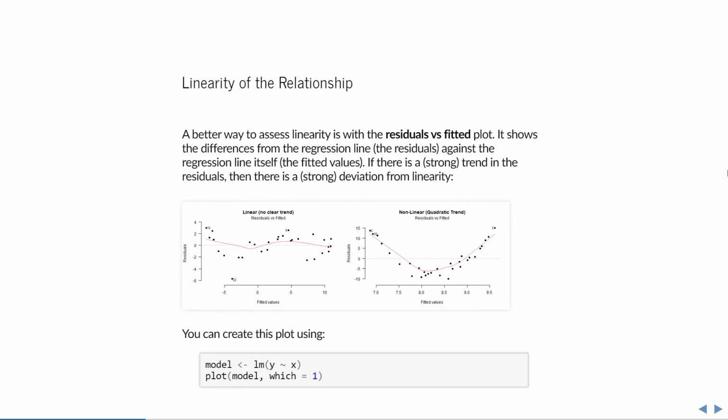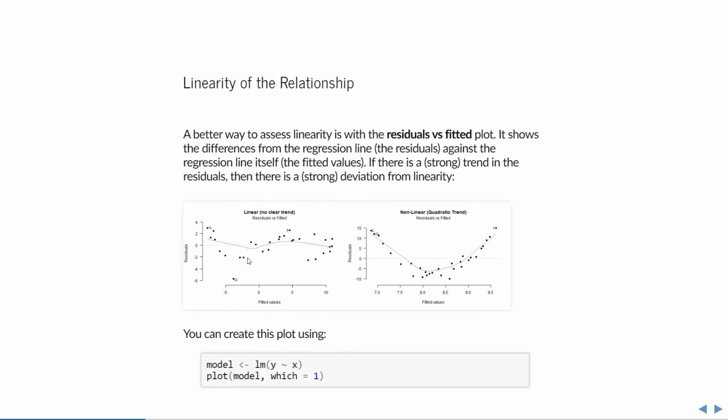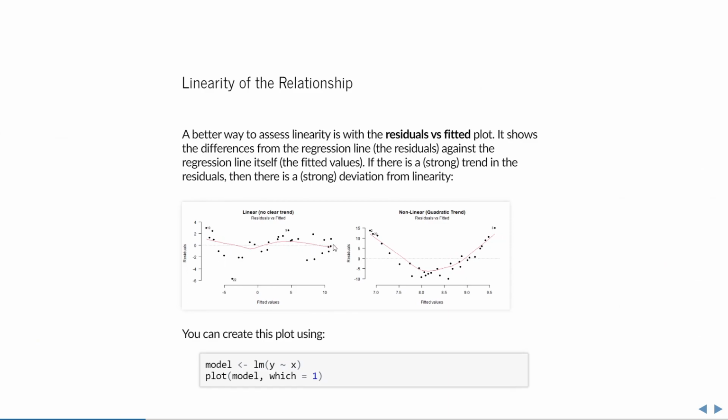A better and more general way to assess linearity is using the residuals versus fitted plot. It shows the differences from the regression line, so the residuals, against the regression line itself, which is called the fitted values in the plot. If there is a strong trend in the residuals, then that means there is a strong deviation from linearity. So what this plot really shows is, in the previous plot, if we fit a line to these data, and we subtract from all the observations the intercept and the slope, then what is left behind is a flat line centered around 0, and we're going to look whether the deviations from this line go up or go down in a trend.